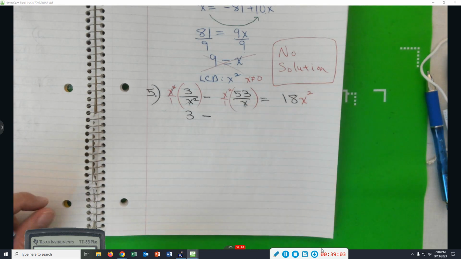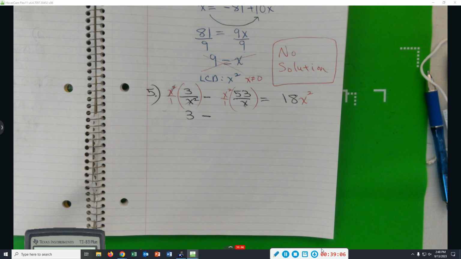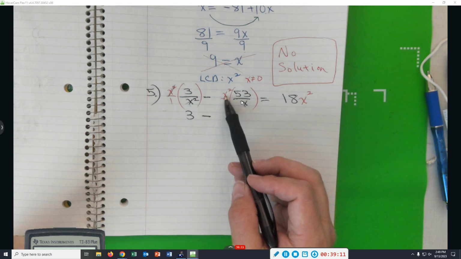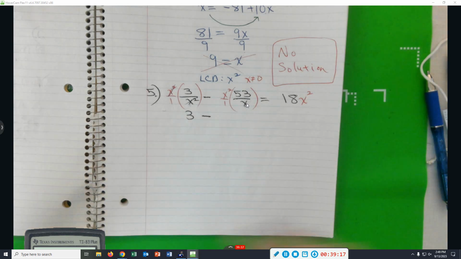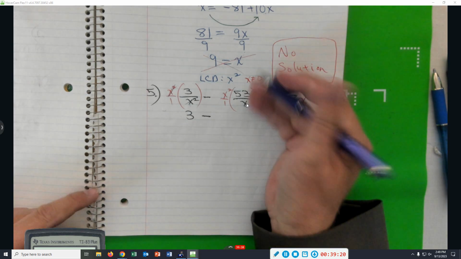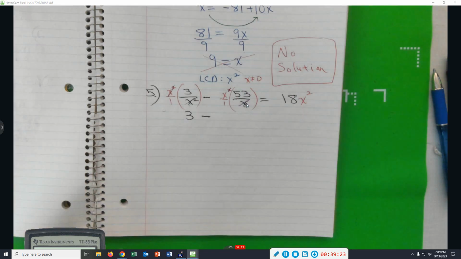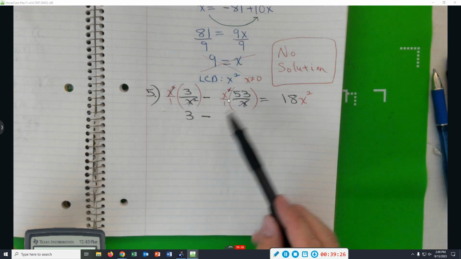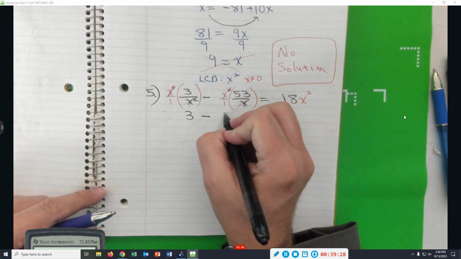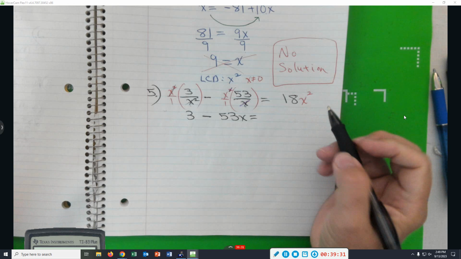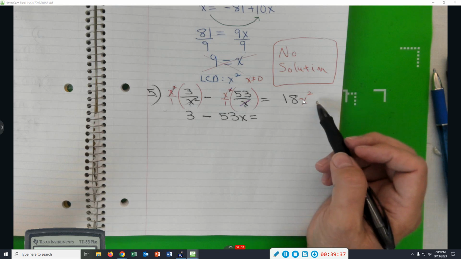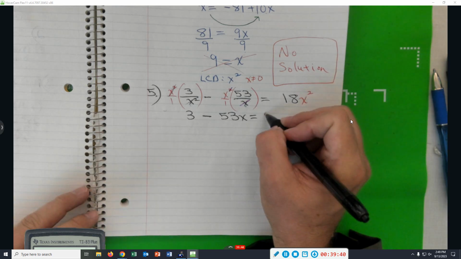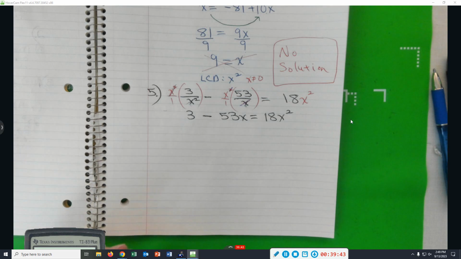We're going to cross-cancel. What's going to cancel out, I should ask? Will that entire x squared cancel out? No, we only have one factor of x down here, so we're canceling out one of the x's. X and x. What are we going to be left with? 53 times x is 53x. On the right-hand side, what's going to cancel? Nothing, because there's no denominator. 18 times x squared is just 18x squared.